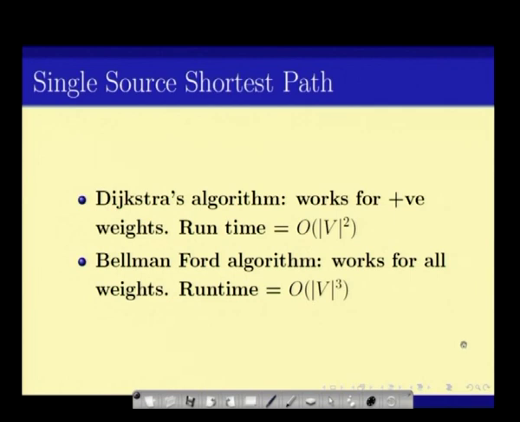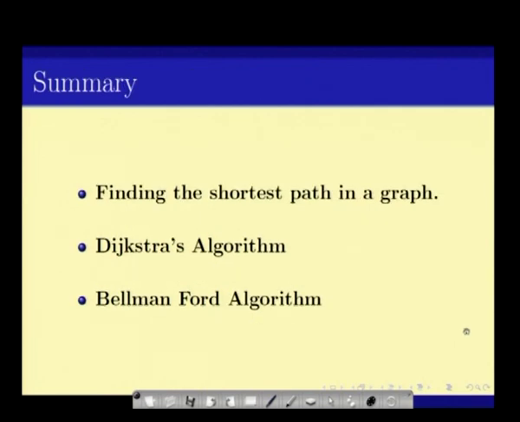running time V cube. To summarize today's lecture, we saw the shortest path algorithm, we saw Dijkstra's algorithm and saw why Dijkstra's algorithm fails for negative edges, and then we looked at the Bellman-Ford algorithm, which also manages to handle negative edge weights. Thank you.